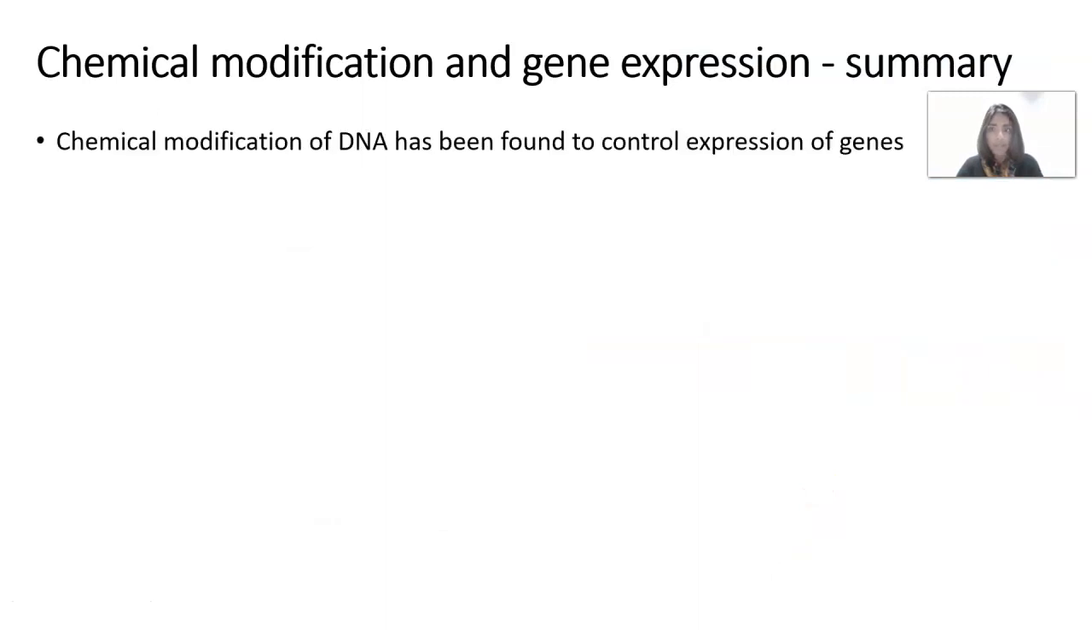So I'm just going to summarize what we've learned so far. We know that chemical modification of DNA has been found to control expression in genes. So remember, the idea of epigenetics is above genetics. We're not talking about physical change to that genetic code. We're talking about a chemical modification that indirectly controls gene expression.